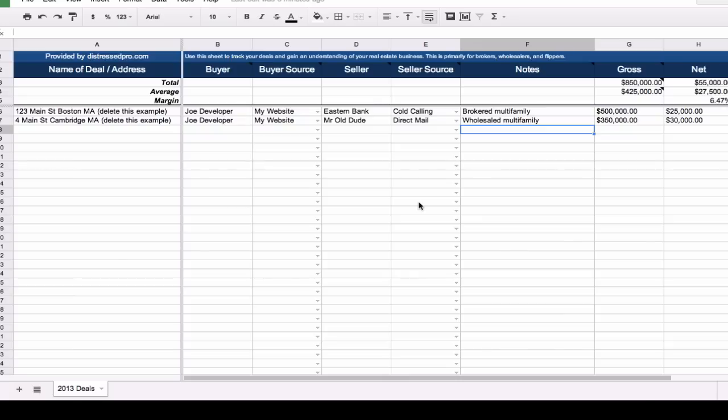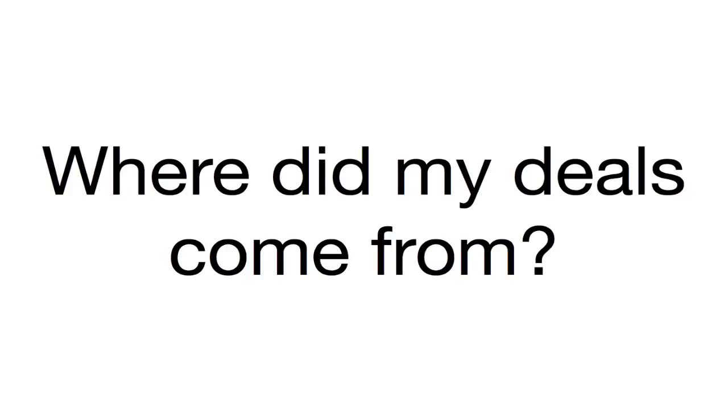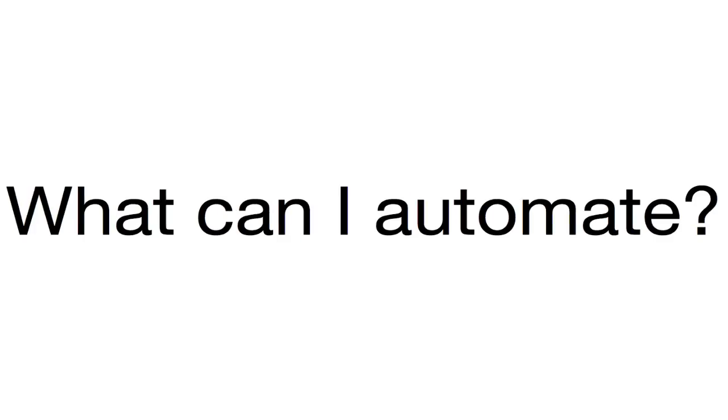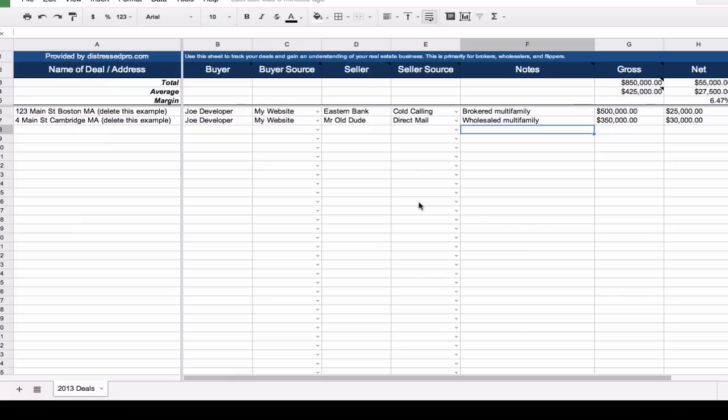What this video is about is understanding, for those of us who did do deals last year, where did my deals come from? How did I get them? What should I double down on? And what should I eliminate? What should I automate? And I've got more stuff like this coming up.